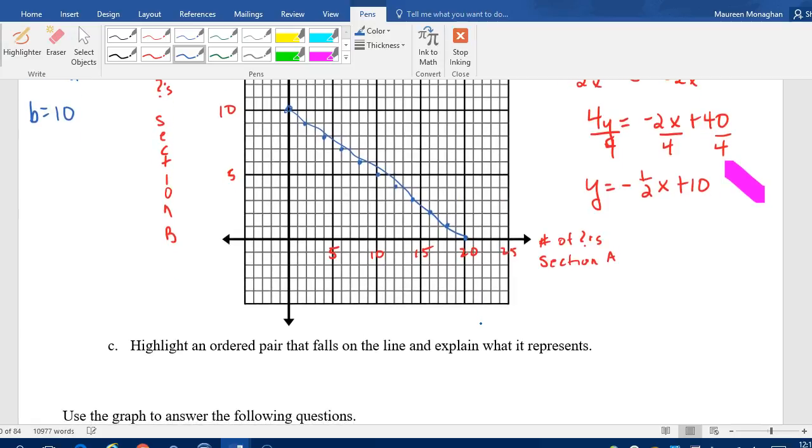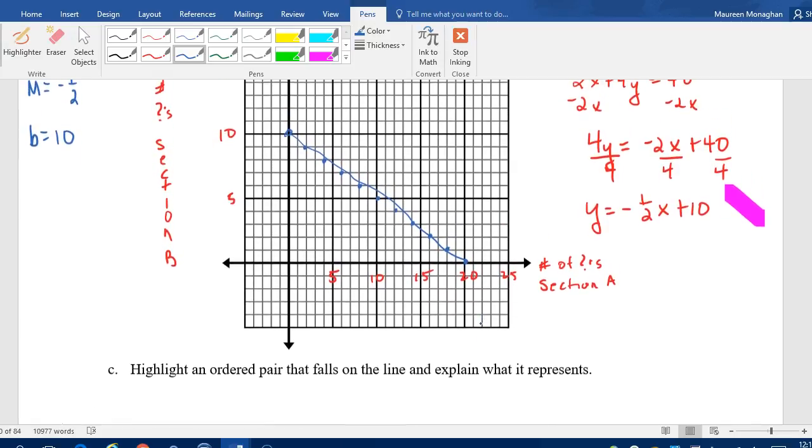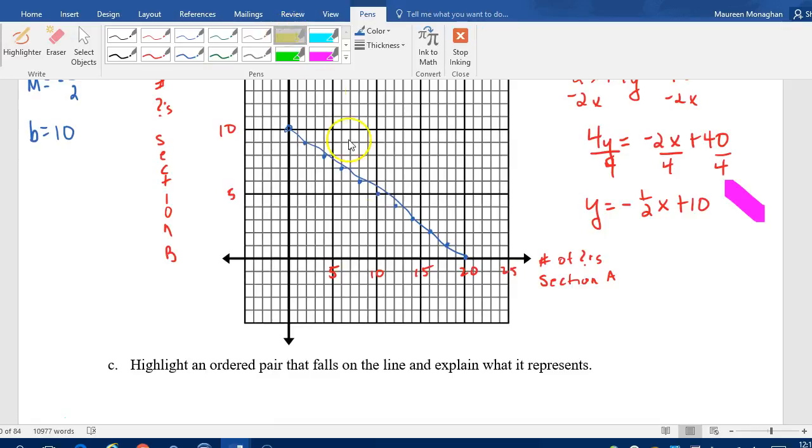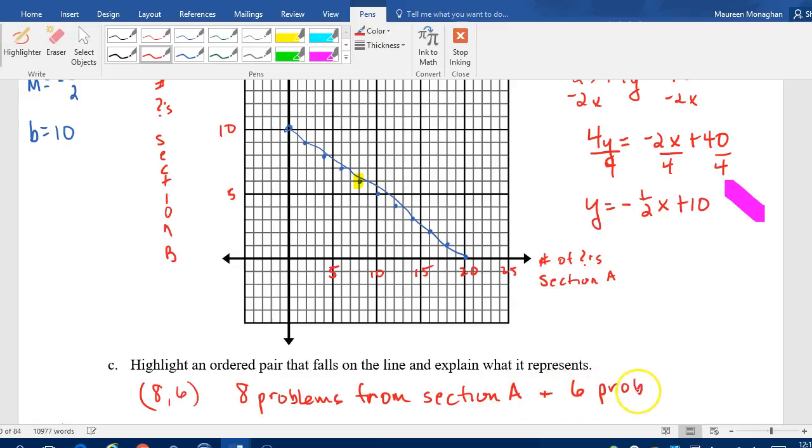The next part is highlight an ordered pair that falls on the line and explain what it represents. Okay, well let's go with this guy right here. That point is 5, 6, 7, 8, 8, 6. So the ordered pair is 8, 6. So what does that mean? That means 8 problems from section A and 6 problems from section B.